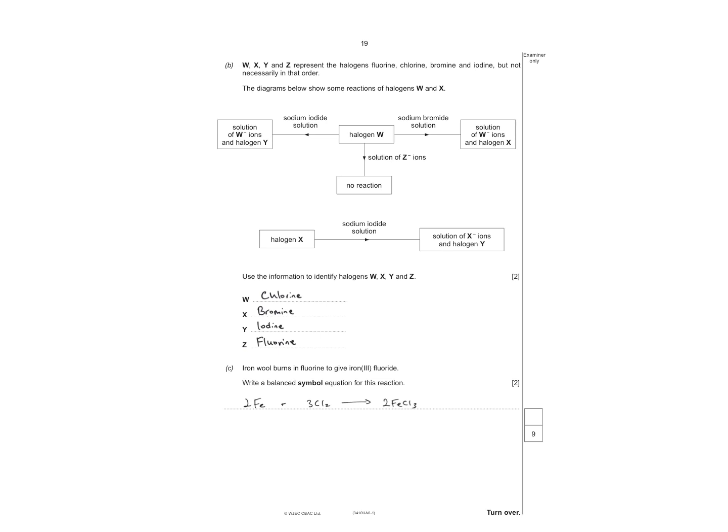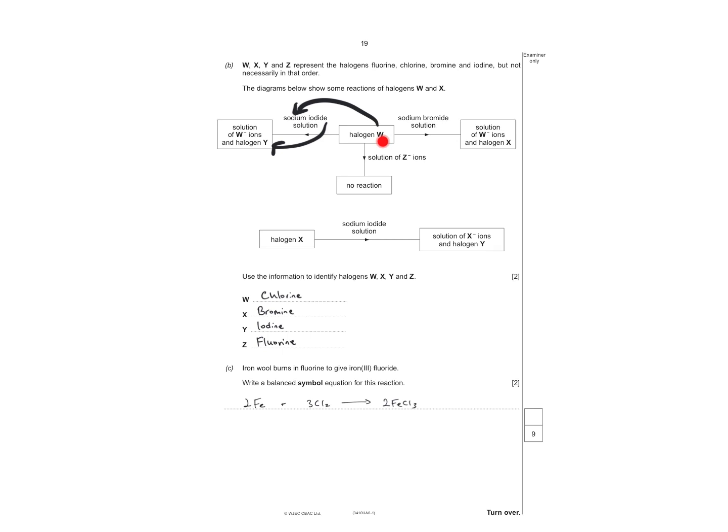W, X, Y and Z represent the halogens fluorine, chlorine, bromine and iodine, but not necessarily in that order. The diagram below shows some reactions of W and X. So, when we form W, we get a solution of W ions, which means, everybody, that W has stolen the sodium and iodine is left on its own. So I know straight away that iodine is Y, and I know that W must be more reactive.